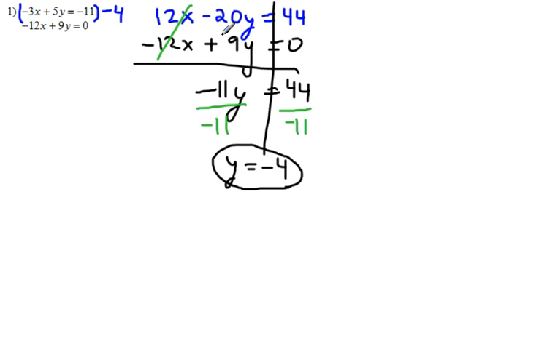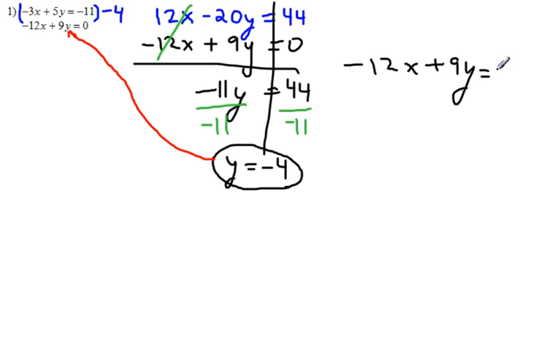What do we do with that? We pick an equation and replace. Which equation should we do? How about the second one? How about we put that negative 4 right there? So I'll rewrite that second equation. Negative 12x plus 9y is equal to 0. I'm going to take that negative 4 and replace it for y. That's where my negative 4 is going to go.